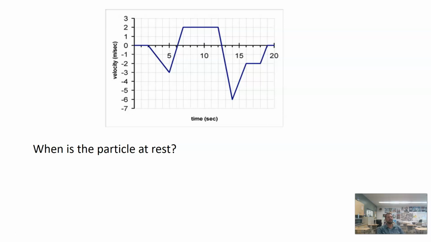When is the particle at rest? Now remember, that's when the velocity is equal to 0. So the first place it's at rest is entirely from 0 to 2. Then again at time equals 6, at time equals 12.5, and then from 19 to 20 as well, because my velocity is equal to 0. That's what it means to be at rest, when the velocity is equal to 0.